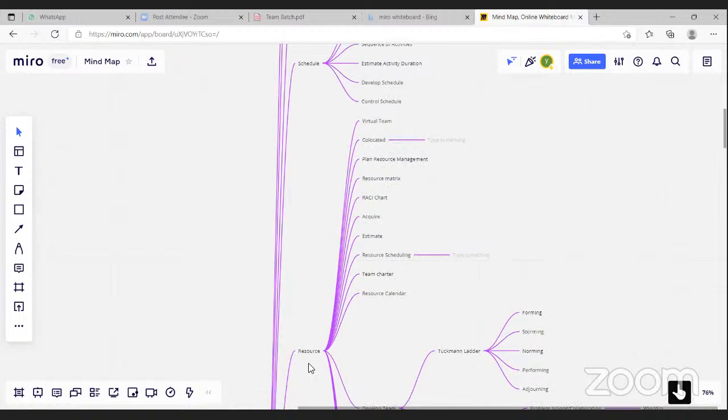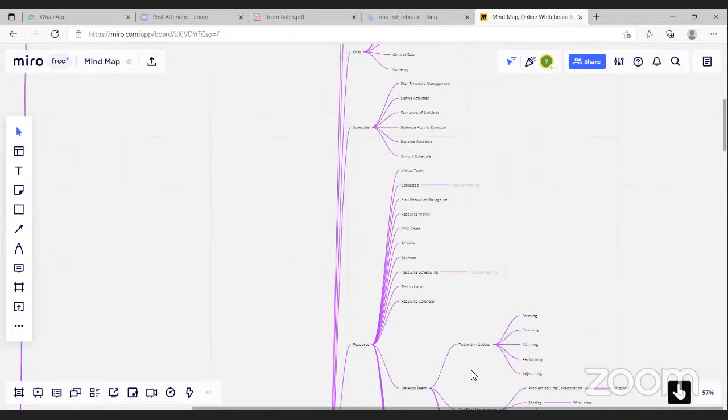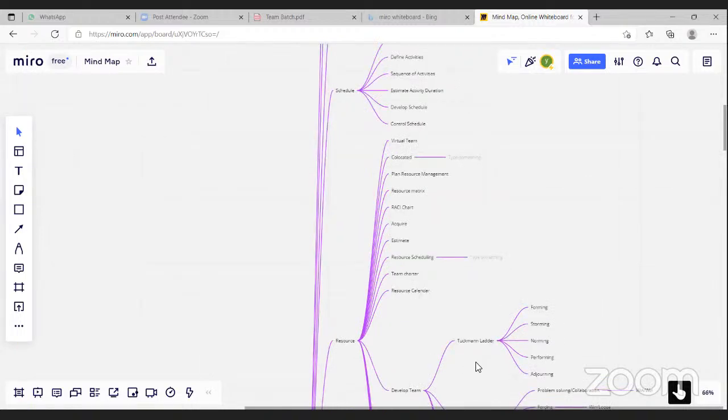And then we have resource, one of the most important topics, which has virtual team, and co-located team, which is physically present. In plan resource management, we plan how many people we're going to have in the project. We do the resource matrix, and we also have a RACI chart. We assign the responsibility. We allocate resources. We estimate their cost, and we do resource scheduling based on the project requirement. And the team charter, one of the ground rules we establish to make sure there is no conflict, and we agree upon the standards that we are going to proceed with in the team. And we have the resource calendar to understand when the person is going on leave or not.